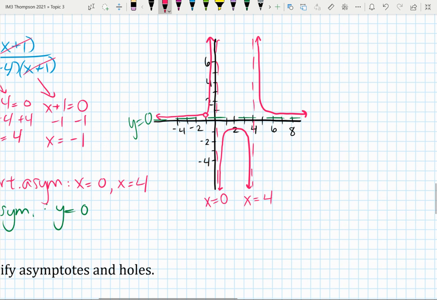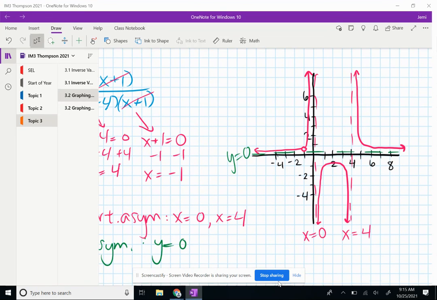So while there's a lot of variation in what the graphs look like, the steps kind of follow the same. But that is an introduction to graphing rational functions using factoring.